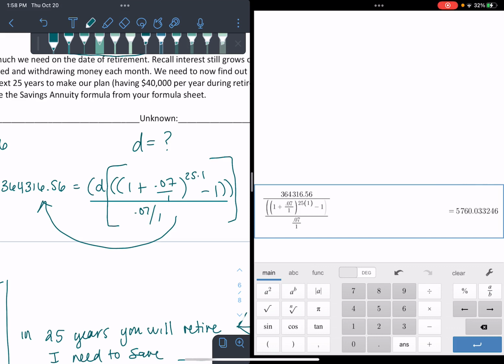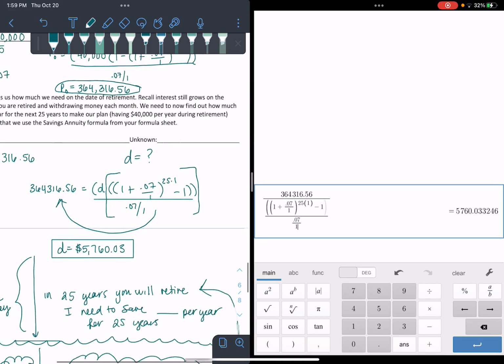Okay, so what do we need to save once a year for the next 25 years so that we'll have $364,316 and 56 cents on the day that we retire? We need to save $5,760.03 every year. So $5,760.03 needs to get put away once a year.